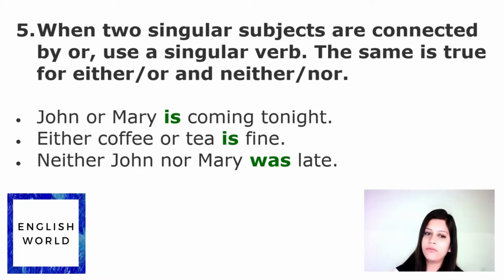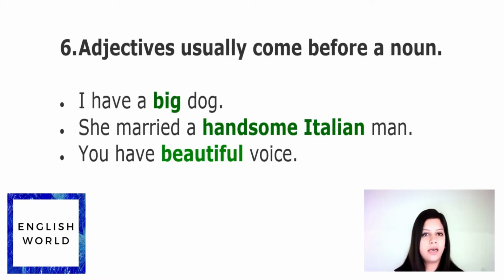Next one is either coffee or tea is fine. Whether you serve tea to me or coffee, I'm okay with both. We will put singular verb here, is. Neither John nor Mary was late. Neither and nor means not the first one and not even the second one. So none of them was late. So we will say neither John nor Mary was late.